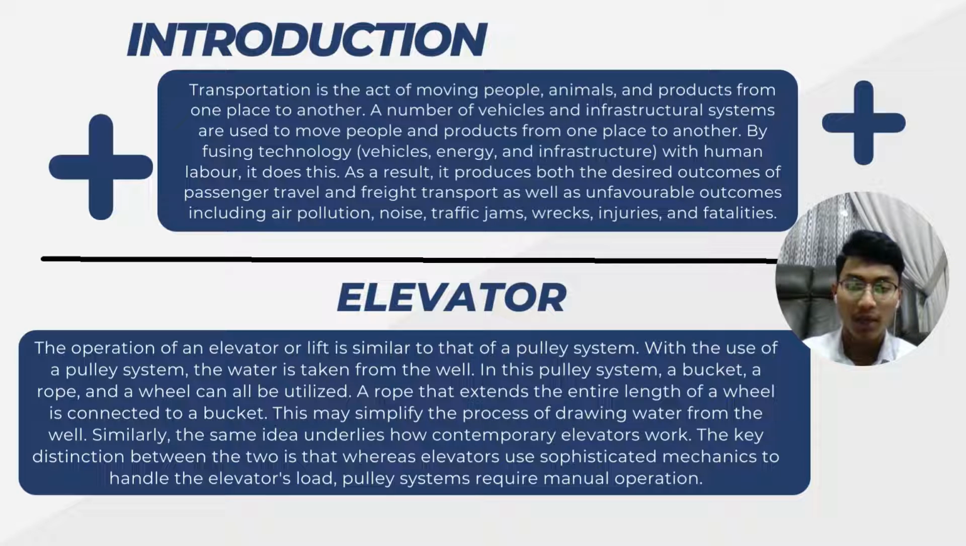Next is the introduction to elevator. The operation of an elevator or lift is similar to that of a pulley system. With the use of a pulley system, water is taken from the well. In this pulley system, a bucket, a rope and a wheel can all be utilized. A rope that extends the entire length of a wheel is connected to a bucket. This may simplify the process of drawing water from the well. Similarly, the same idea underlies how contemporary elevators work. The key distinction between the two is that whereas elevators use sophisticated mechanics to handle the elevator's load, pulley systems require manual operation.